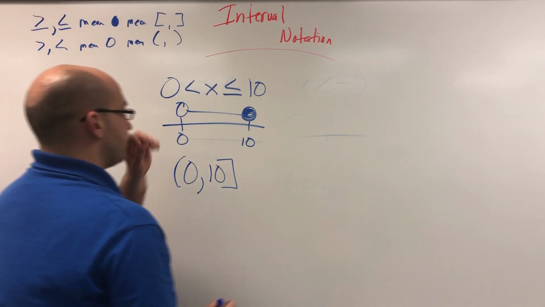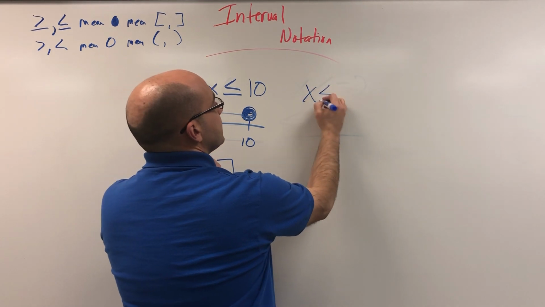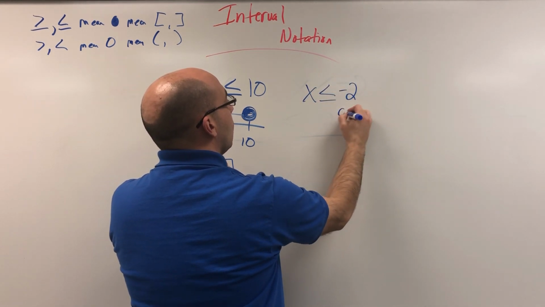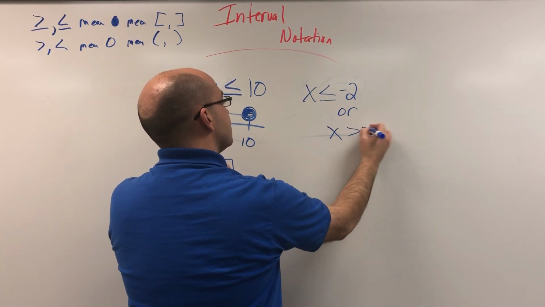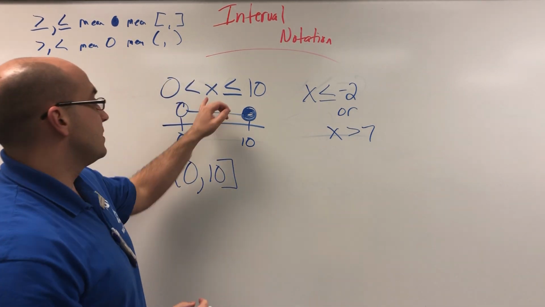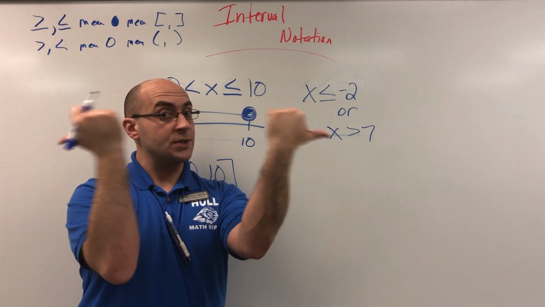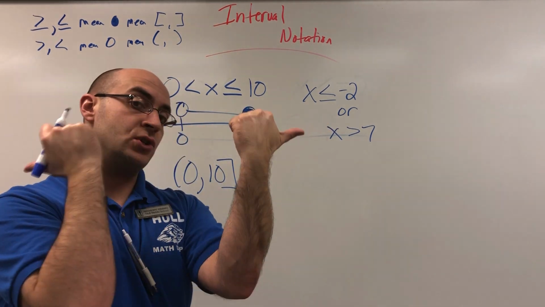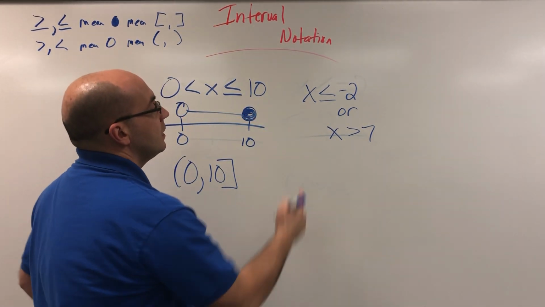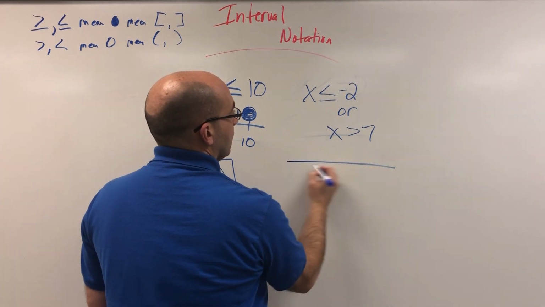Last one, actually. Let's go. X is less than or equal to -2, or X is greater than 7. Okay, now remember, this is a conjunction, this is a disjunction. And is connecting, ors are not. So you're going to have two separate lines here. Let's start with the first one.